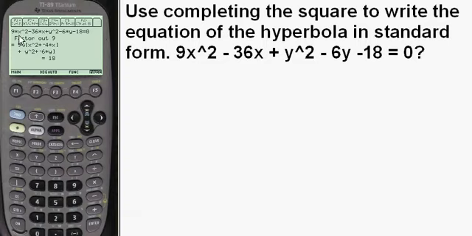And now what happens, if there's a 9 times x squared, you've got to factor out the 9. Here's 9 x squared plus, and we've got 36. Well, 9 into 36 is 4, so we've got a minus 4 times x here, okay? There's nothing in front of the y squared except a 1, so we're not going to factor anything out of there or change it. And we change the minus 18 to the right side of the equation, changing the sign, of course. So here it is here, right?